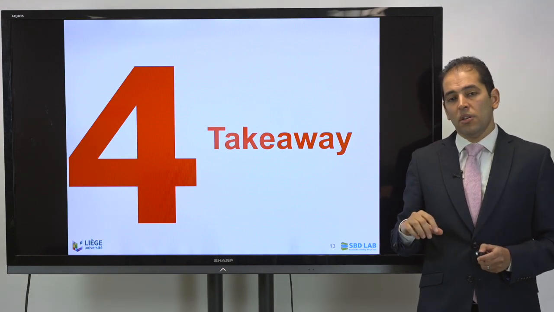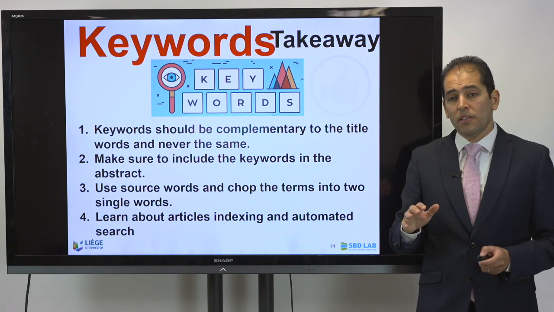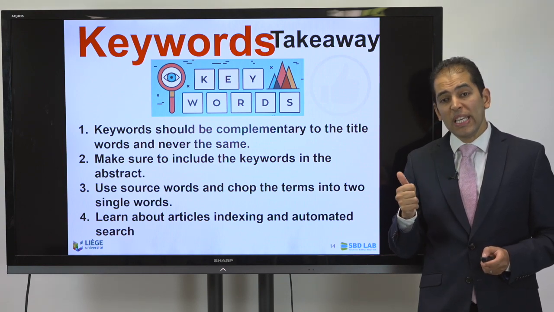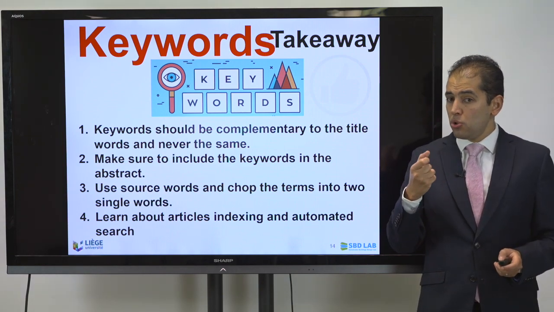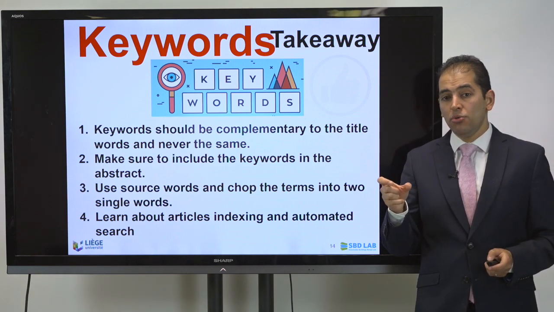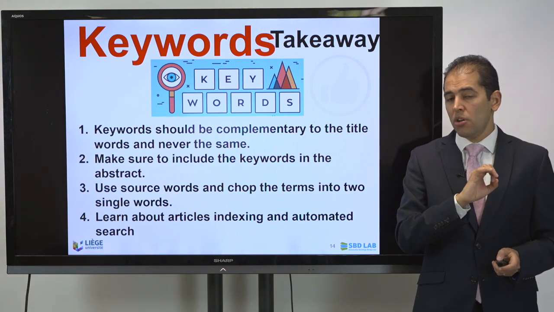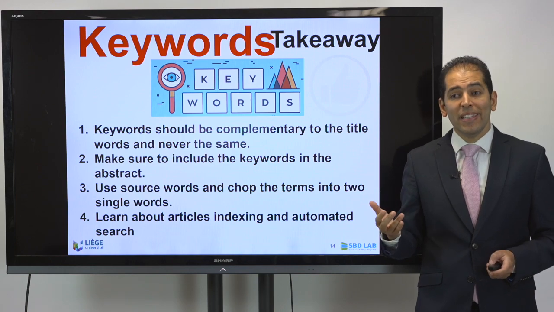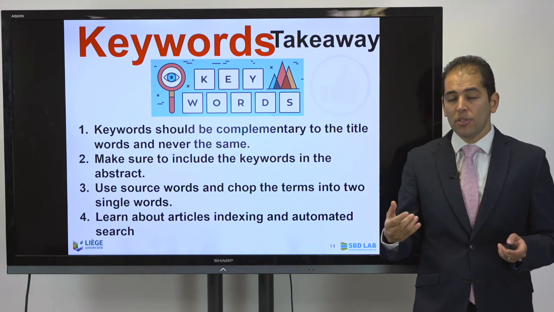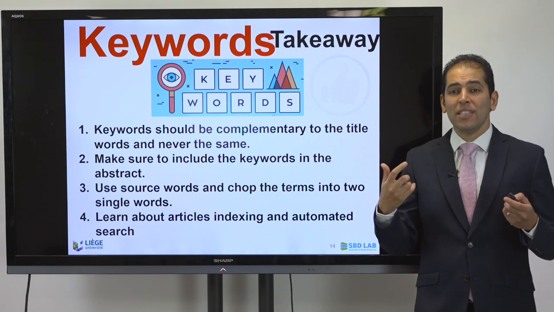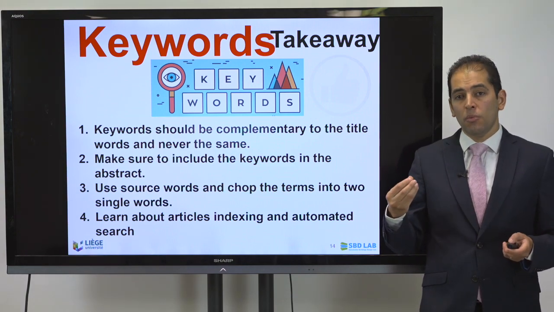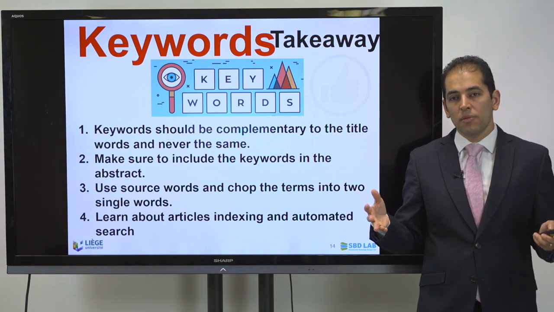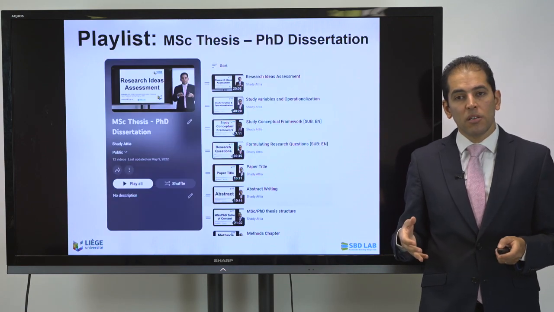Some takeaway messages regarding the keywords choice. Take care, keywords should be complementary to the title words and never the same. Make sure to include the keywords in the abstract. Use the source words and chop the term into single words and make sure that you get the origin of the word as your keyword. And finally, learn about article indexing and automated search and how it happens, because all that will make you more sensitive to come up with keywords that are more successful and effective in relation to making your research easier to find. Thank you very much for your attention.